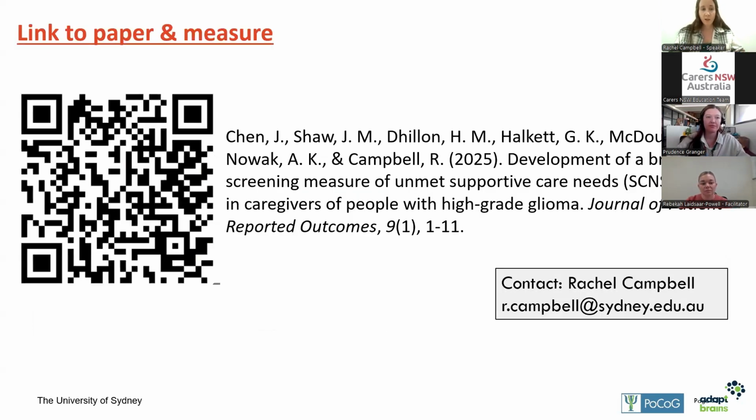I have included here a QR code with a link to that paper, which goes through the step-by-step process of how we developed this screening measure. If anyone's interested in that, please do take a look at the paper. And if you are interested in developing screening tools or learning more about our work, then please do feel free to contact me.